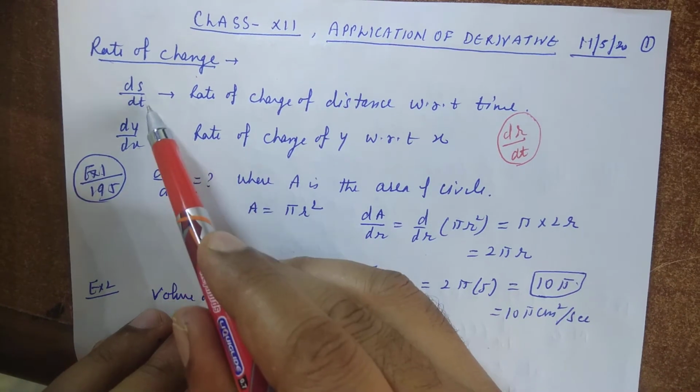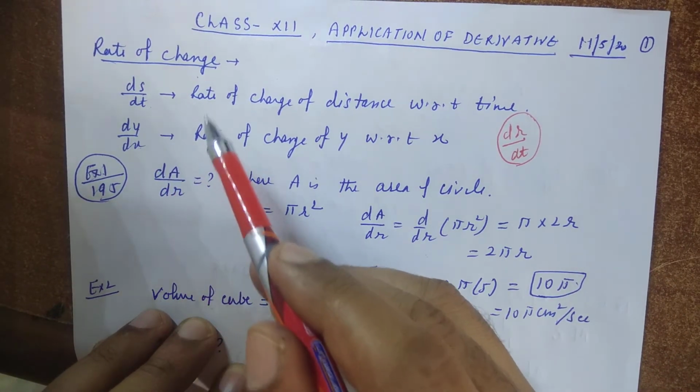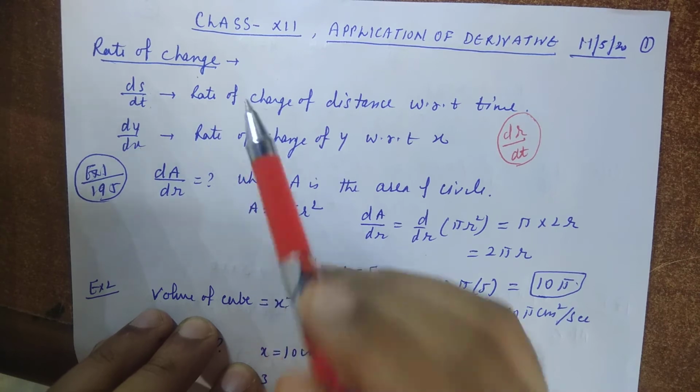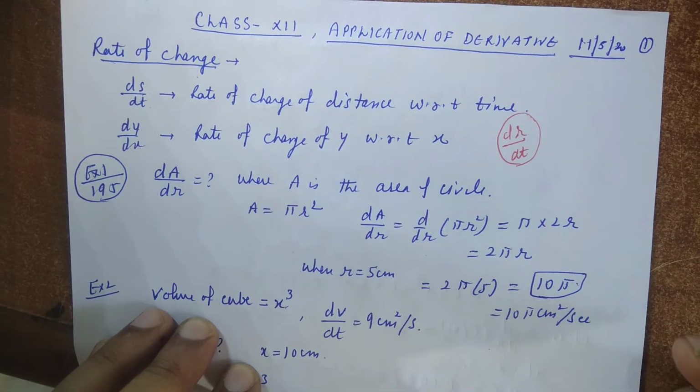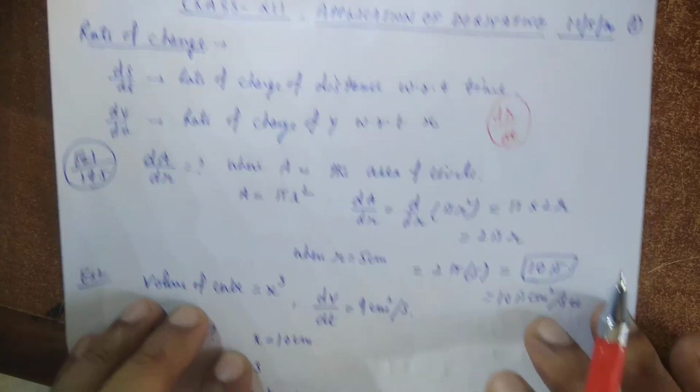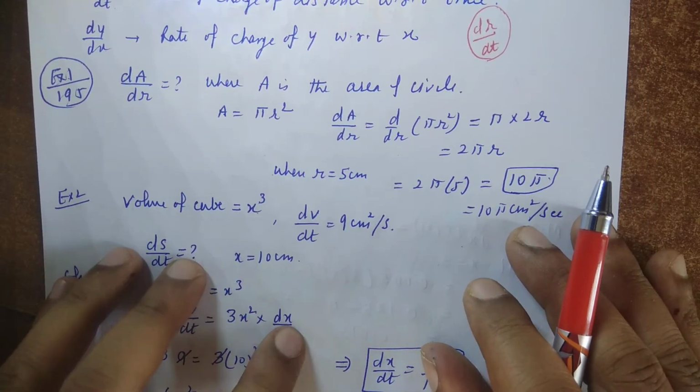Rate of change can be with respect to time, rate of change can be with respect to radius, rate of change can be with respect to anything. So all the questions which we will discuss in the first chapter, first exercise, will be based on the rate of change. That means when one quantity changes itself with respect to other. I'm going to discuss with you a very basic example.